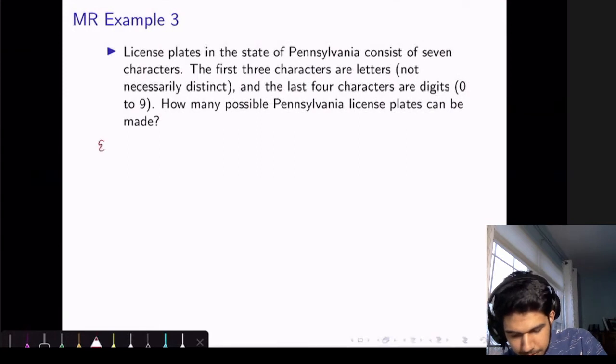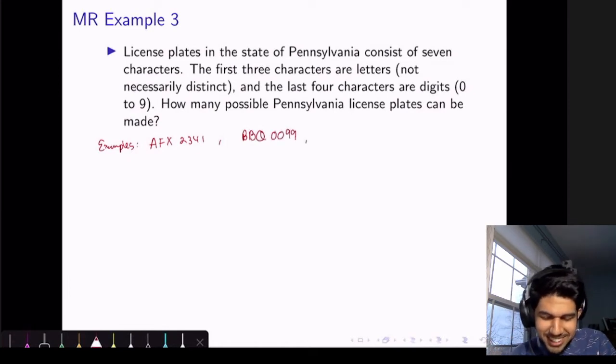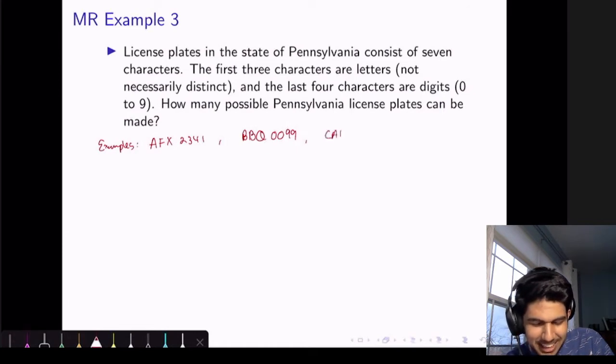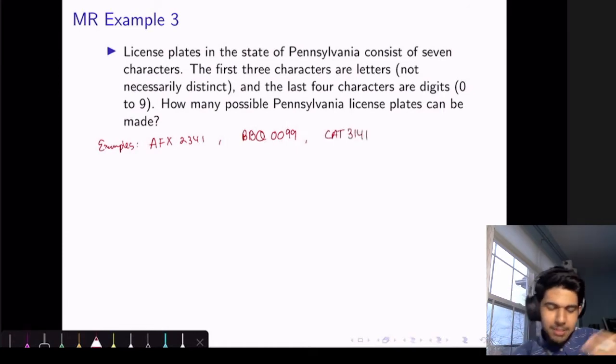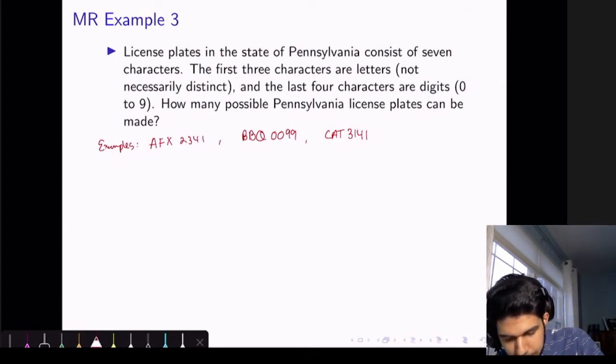So for example, we can have like AFX 2, 3, 4, 1. We can have BBQ 0, 0, 9, 9, or wait, BBQ, I just realized that. Or we can have like CAT 3, 1, 4, 1, right? Just some examples there. So, I mean, these are 7 characters. It seems like a daunting procedure, but we can break down the procedure into smaller steps and then count those steps. So what would step 1 be?